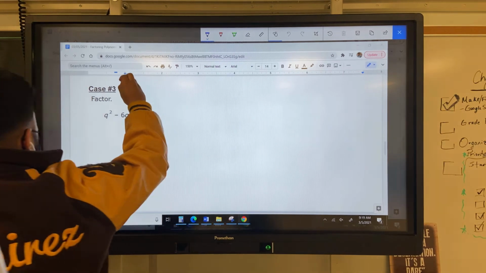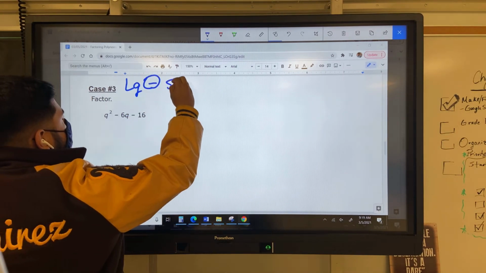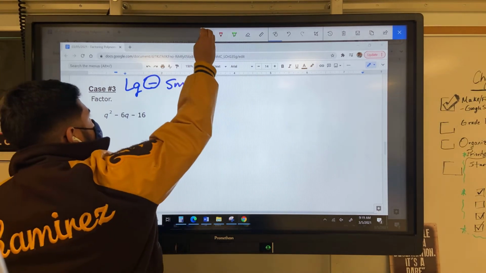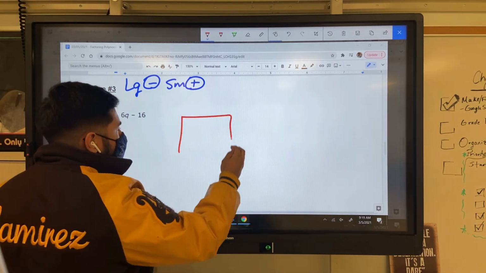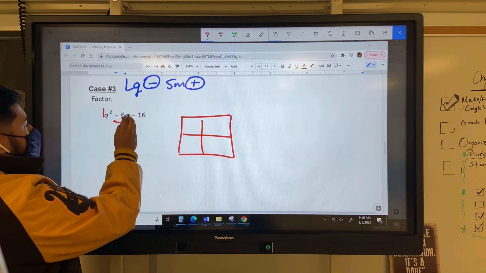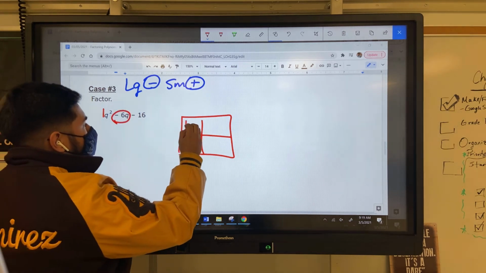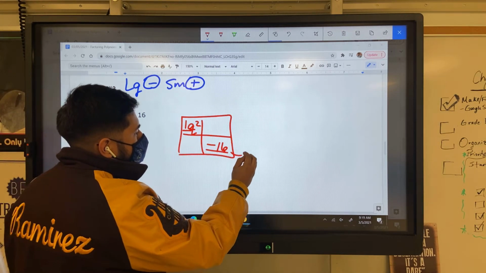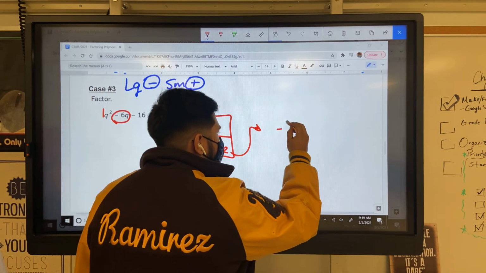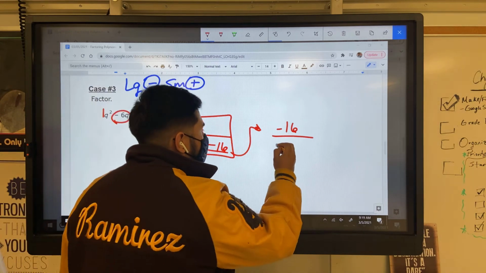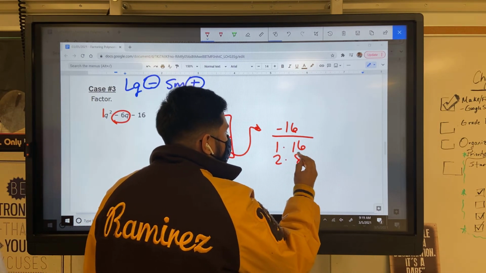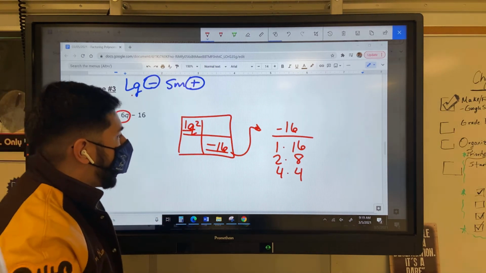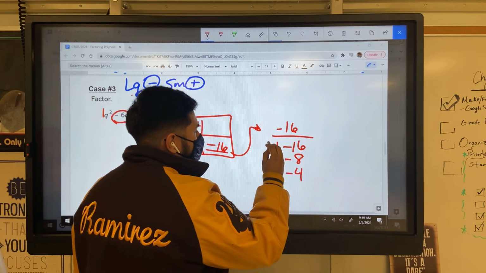Case 3 states at the top, large number is negative, small is positive. All right, let's do it. 1 box. Remember, we're looking for stuff that adds to negative 6. 1q squared, negative 16. And let's do it. 1 times negative 16. Calculator gives you negative 16. Factors. 1 times 16. 2 times 8. Does 3 go in there? No. 4 times 4. Okay. Large numbers negative, small numbers positive. So we've got negative, negative, negative, positive, positive, positive.